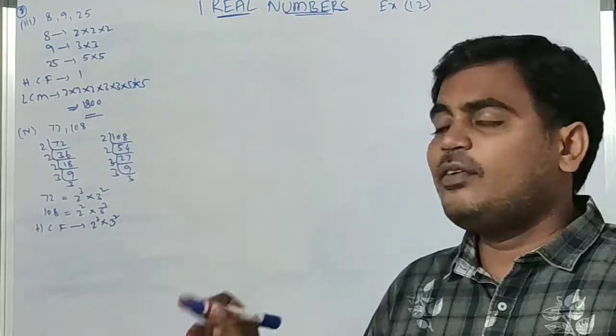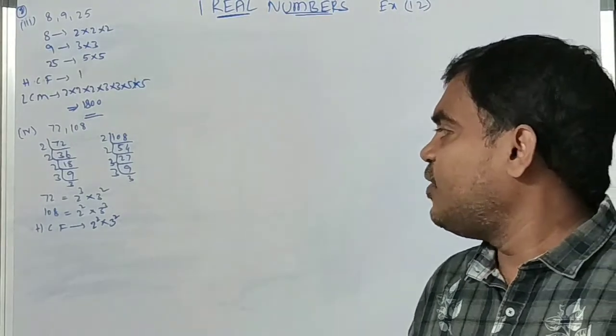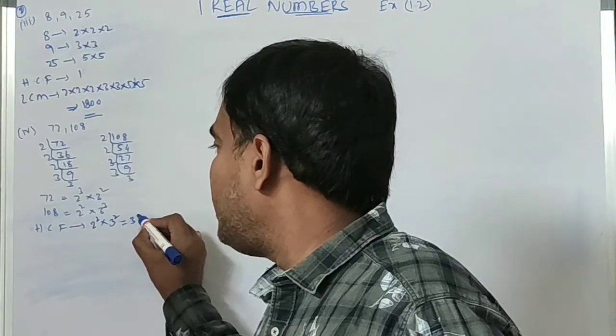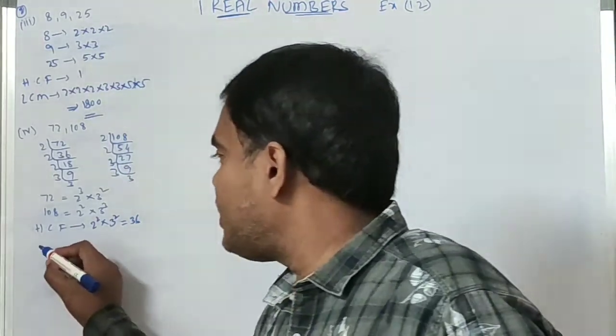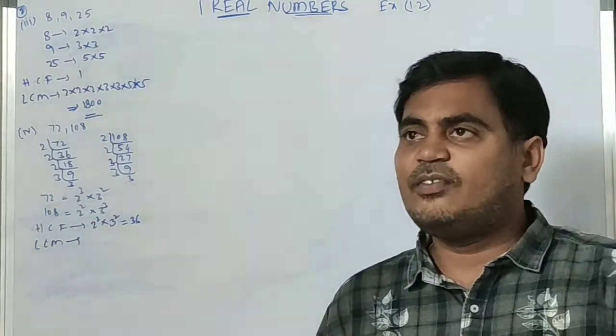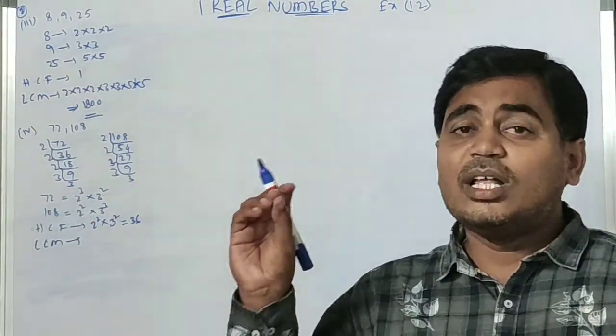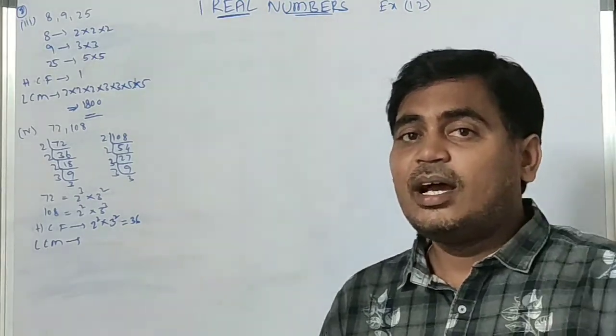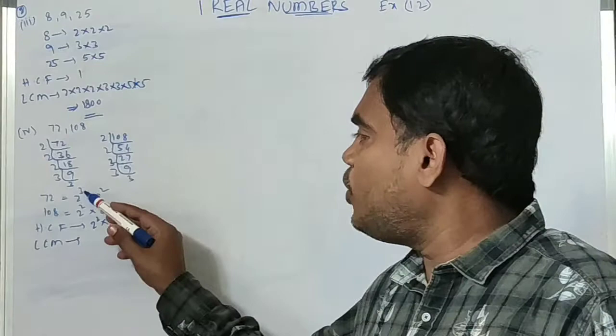So this is the way to do HCF. 2 square is 4, 3 square is 9, 9 into 4 is 36. Now LCM. This is the reverse of HCF. Previously we took the least power, but here we must take the greater power. So this is 2 cube, 2 square.